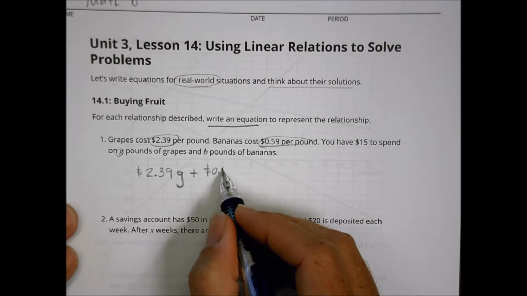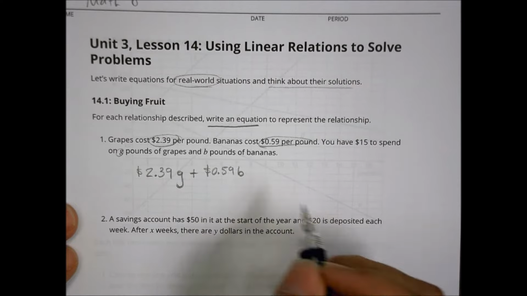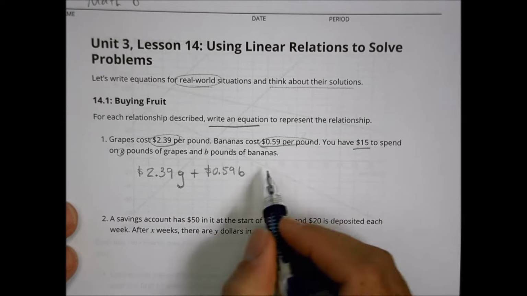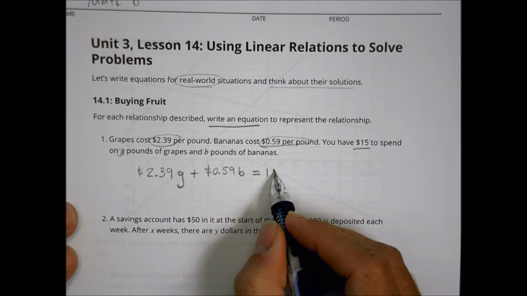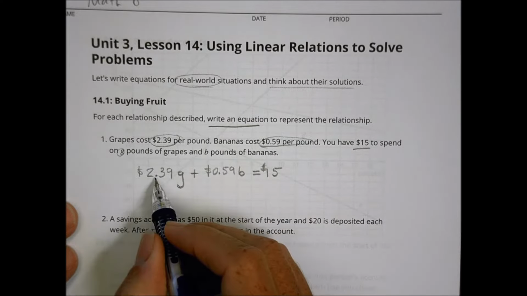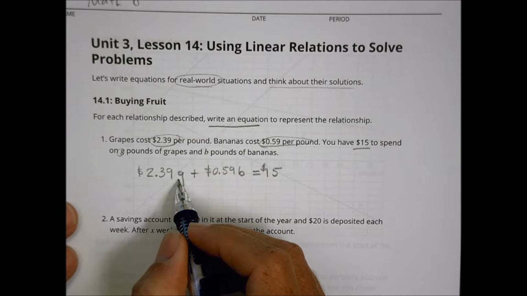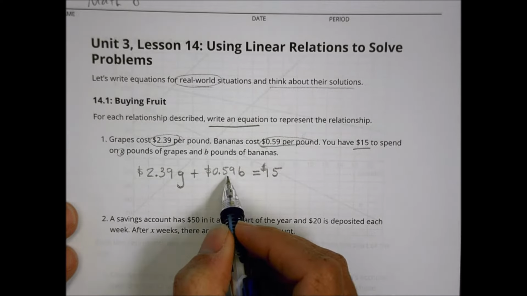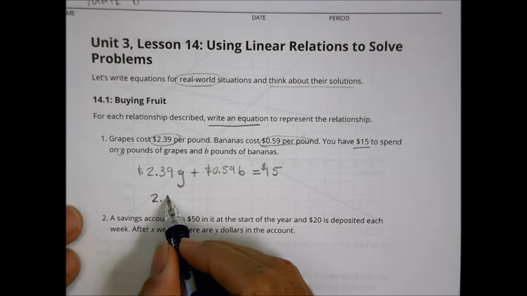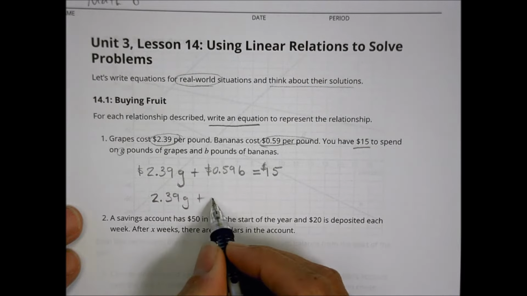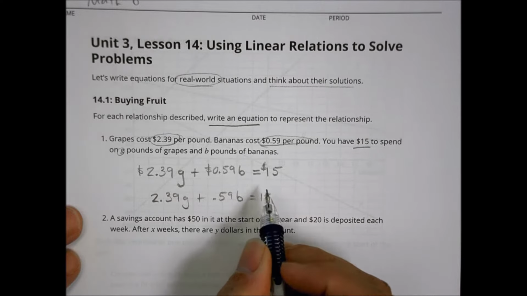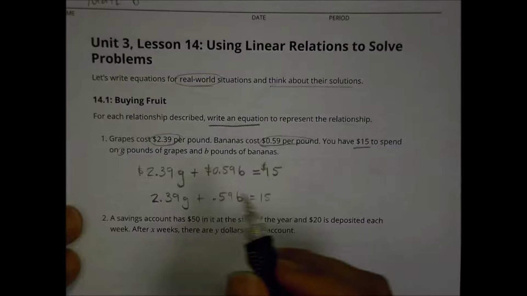So I put bananas here as 59 cents and I multiply it by B for how many bananas I might purchase. And it says that I have $15 to spend, so my total is going to be equal to $15 in total, right? So my equation is the rate for how much grapes cost per pound times G, plus the bananas per pound times B, equals my total amount of money that I can spend. If I took the dollar signs off, I would have 2.39G plus 0.59B equals 15. And with that, I'd be able to figure out what I might be able to do, right?